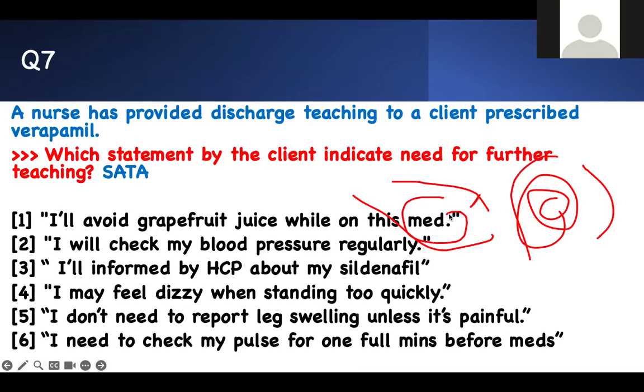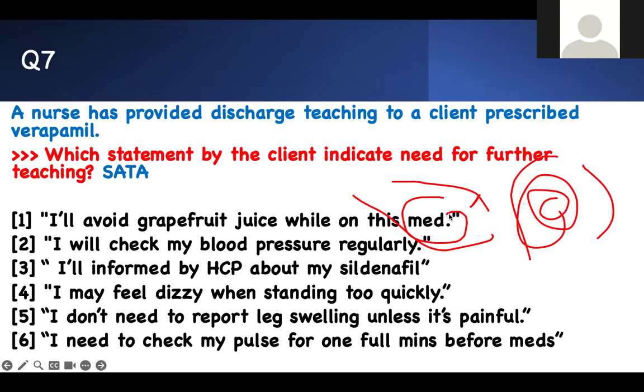Therefore, based on that content, every time you see vasodilation and then flushing, edema is common for this medication, then they affect your heart. What do you need to know? They said you need further teaching. Which statement by the client indicates need for further teaching? There are certain things you need to know about these medications that NCLEX will ask you.